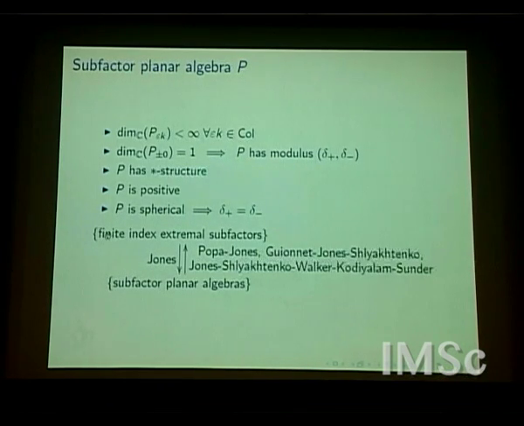starting from a finite index extremal subfactor, where extremal is some technical stuff, Vaughan Jones produced a subfactor planar algebra, which is the invariant of the subfactor, and from this subfactor planar algebra you can reconstruct a finite index extremal subfactor. The first thing was done by Popa and Jones, and then by Guionnet, Jones, Shlyakhtenko, Walker, and Kodiyalam and Sunder independently. So, there are various versions of reconstruction.